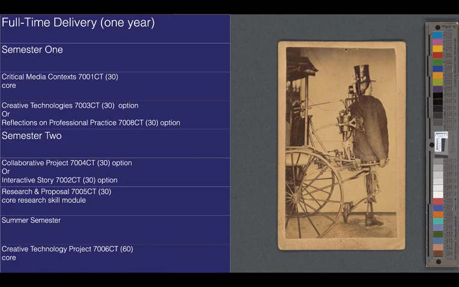So how does this one work? Well, we do it full-time for 1 year or part-time for 2 years. The table that you see there is just for full-time delivery. So in the first semester you do critical media contexts, which is looking at everything that's been before and everything that exists now and thinking about ways that things might exist in the future in terms of storytelling with creative technologies. It's a research and looking at practice module.